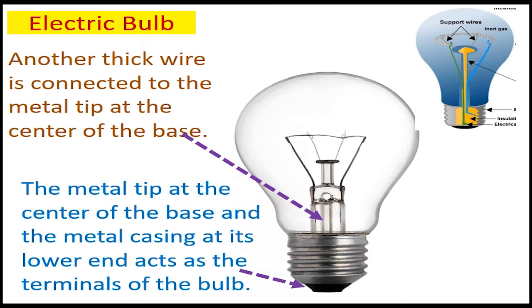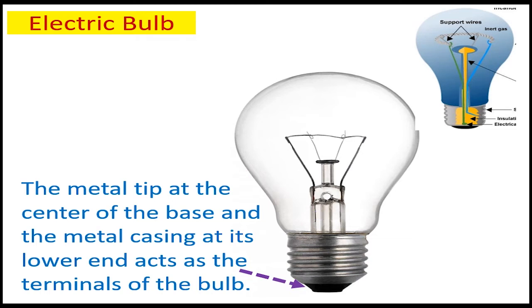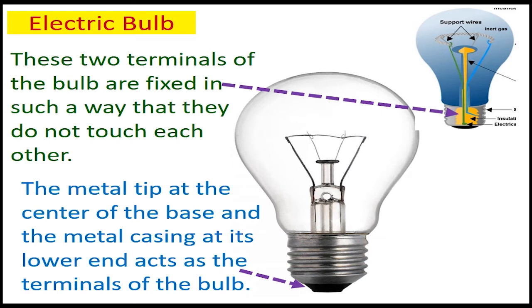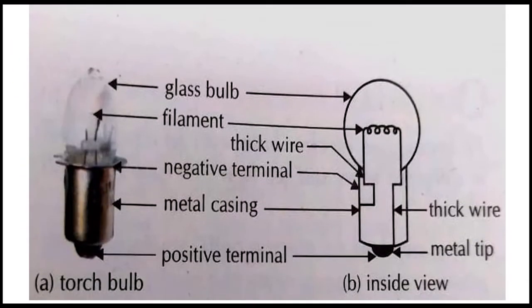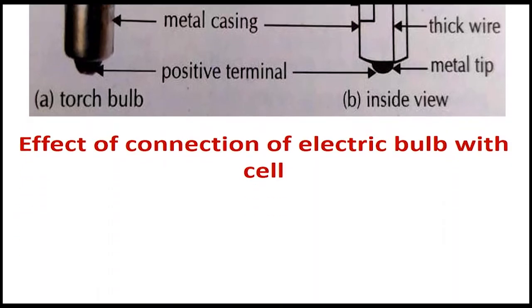The metal tip at the center of the base and the metal casing at its lower end act as the terminals of the bulb. These two terminals of the bulb are fixed in such a way that they do not touch each other. Diagrammatically, we can show the bulb like this. This is the glass bulb, this is the filament, this is the thick wire, this is the negative terminal, this is the metal casing and this is the positive terminal.